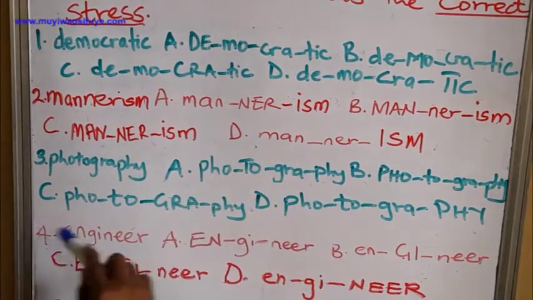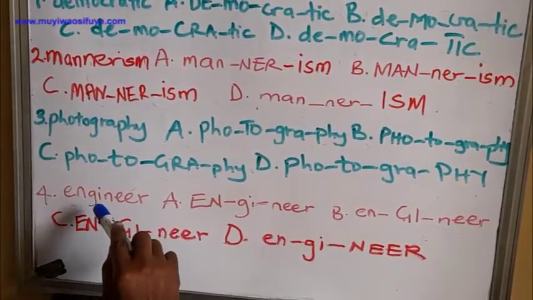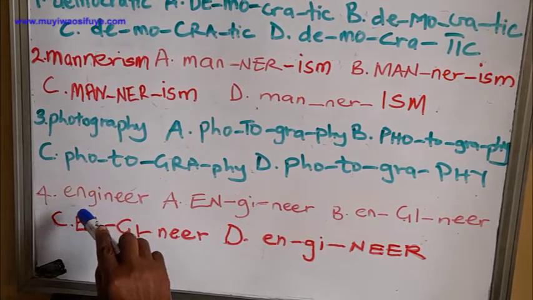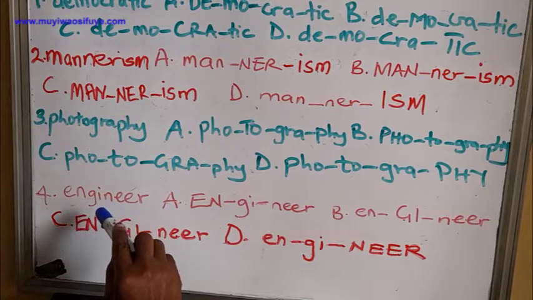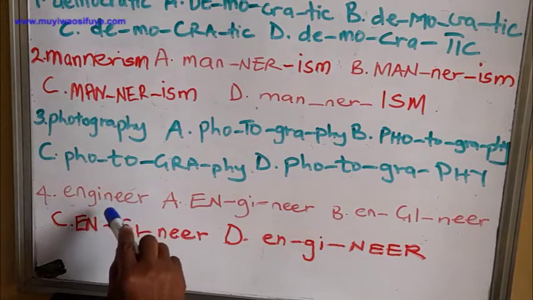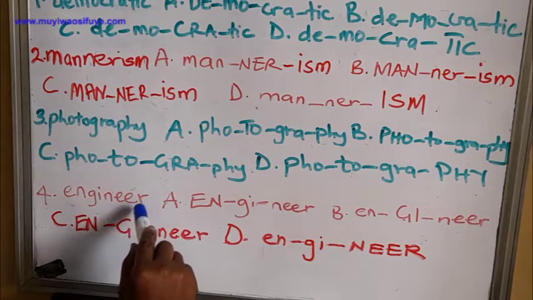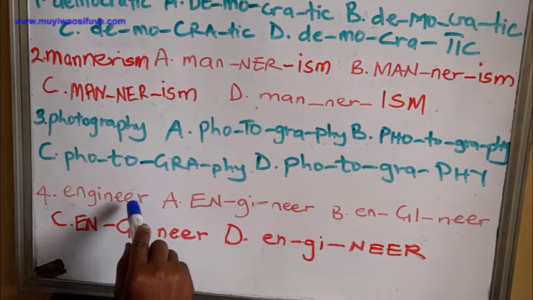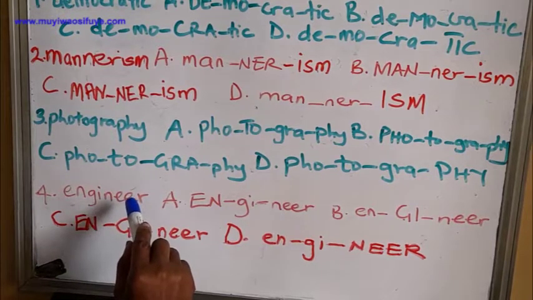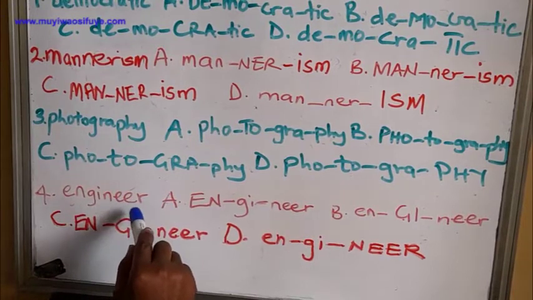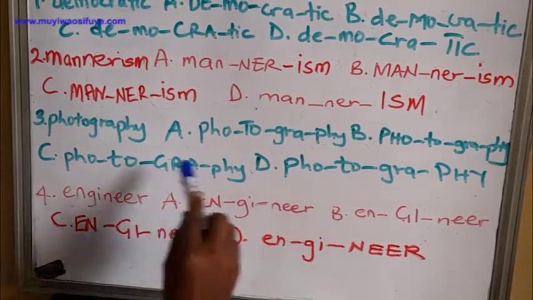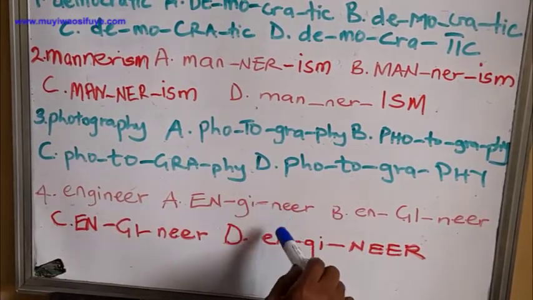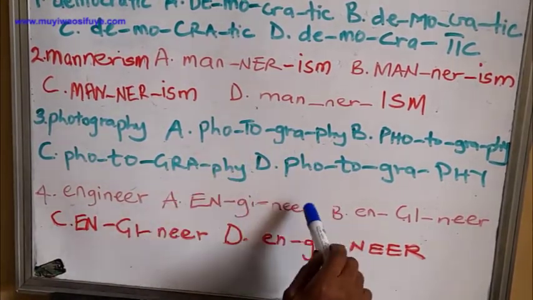And then for the fourth question, we have engineer. This is a word that has 3 syllables. For words that end in the suffix EER, the primary stress is usually on the third syllable. Words that end in the suffix EER have their primary stress on the third syllable.